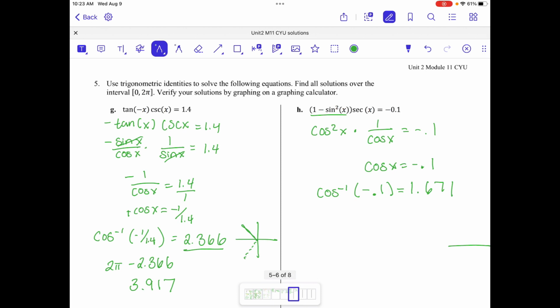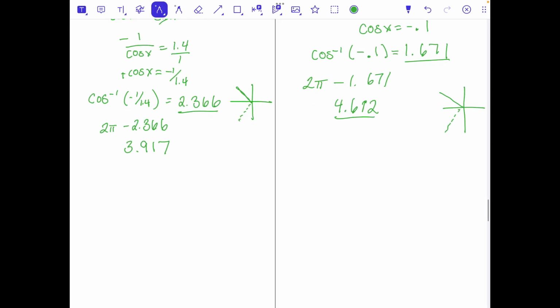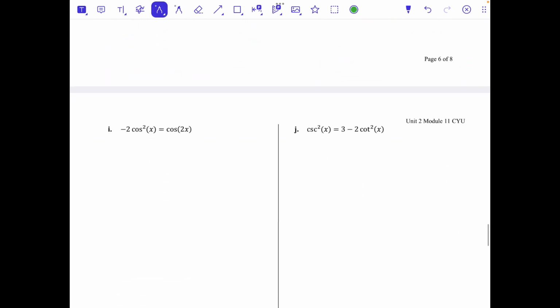Using inverse cosine of negative 0.1 to find our angle measure, which would come out at 1.671. That would be an angle in quadrant 2. Its matching angle would be in quadrant 3. 2 pi minus 1.671 would get me that matching angle, and that would be at 4.612.